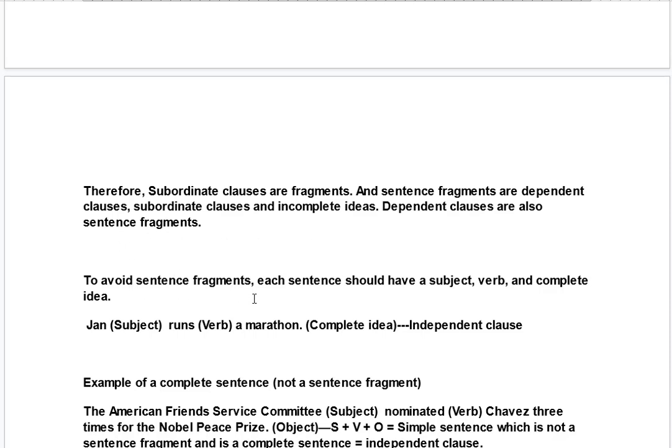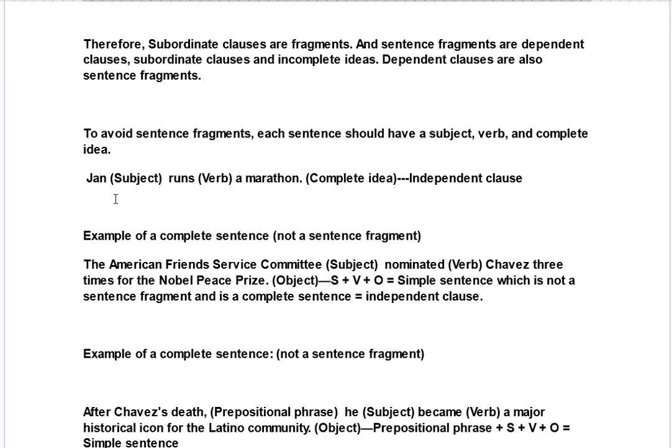To avoid sentence fragments, each sentence should have a subject, a verb, and a complete idea. So you have to have Jan, subject, runs, verb, a marathon, object. So subject, verb, object is a complete idea, independent clause, which equals correct grammar.